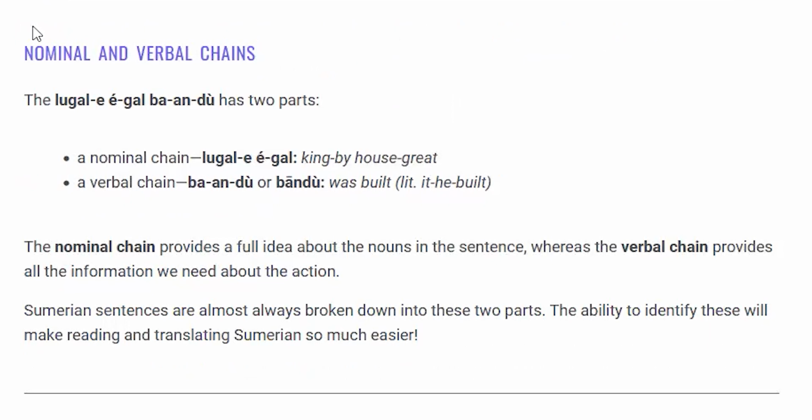The nominal and verbal chains. The sentence lugale egal ba'andu has two parts. A nominal chain, lugale egal, king by, house great, which is literally just palace. E is house, gal is great, so big house or palace. And it has a verbal chain. Ba'andu, was built. Literally, it, he built.